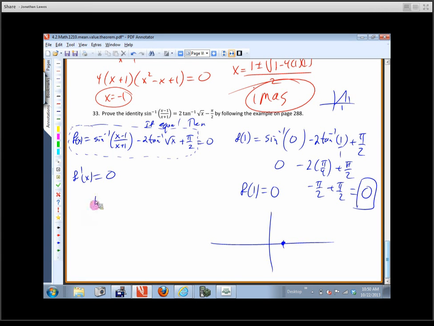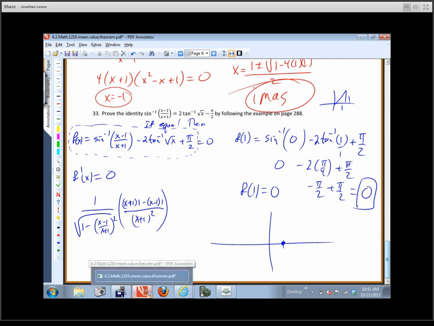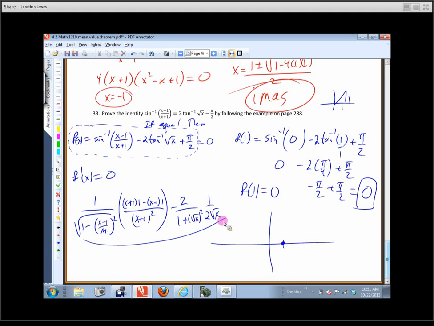But if I do, let's see, this would be 1 over big square root 1 minus that squared, times the derivative using the quotient rule. So I'm going to have an x plus 1 quantity squared here. I'm going to have the bottom times the derivative of the top minus the top times the derivative of the bottom, all over the bottom squared. And then the derivative of tangent inverse, that's going to be minus 2, 1 over 1 plus, this is kind of cool, square root of x squared. And what's the derivative of square root of x? 1 over 2 square root of x. And what's the derivative of pi halves? 0. Guess what you get if you simplify that? Doesn't look like it, but you get a 0.